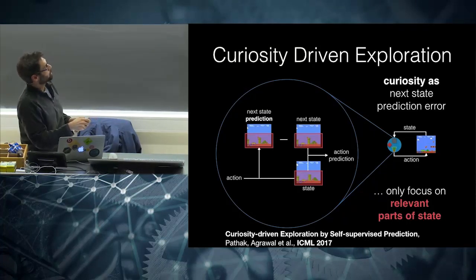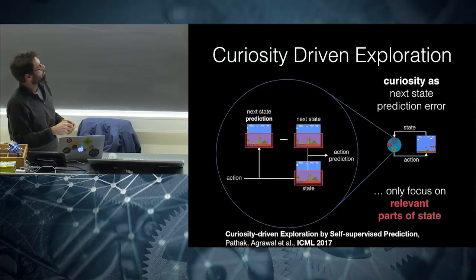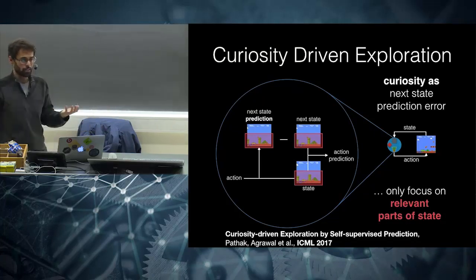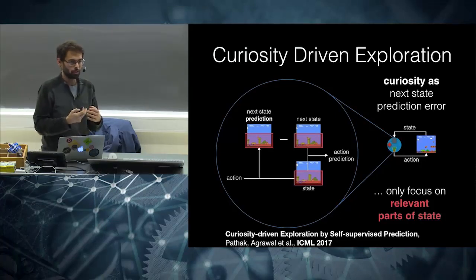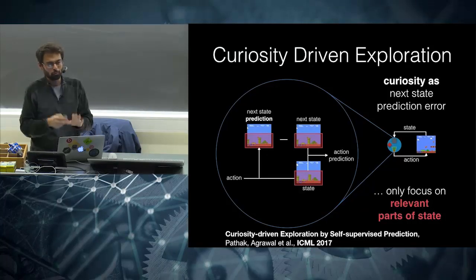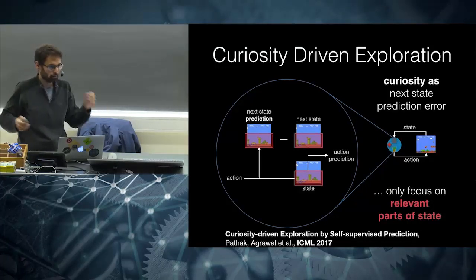So curiosity is how well you predict the next state in this feature space, and that rewards the agent. So if your predictions are bad, that means you want to explore that state space a bit more. If your predictions are good, you've been there before, no need to go there again.